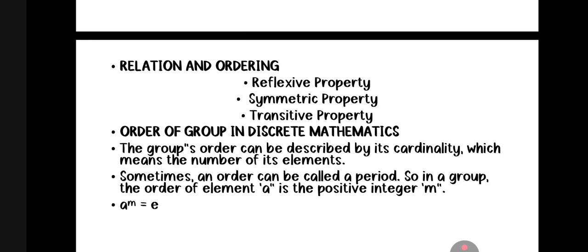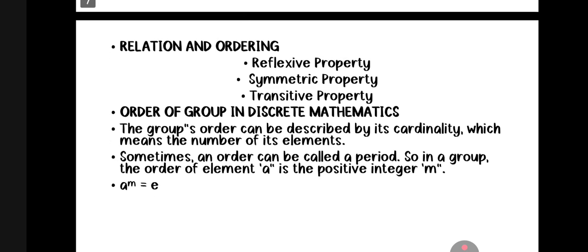Order of a group in discrete mathematics. The order of a group can be described by its cardinality, which means the number of its elements. Sometimes an order can be called a period. So in a group, the order of an element a is the positive integer m such that a to the power m equals e.